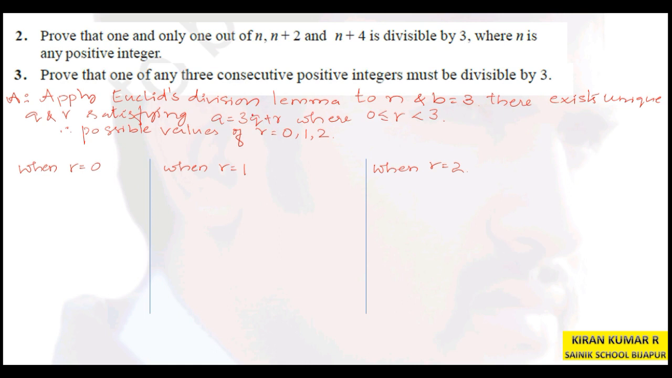Here, since I have taken the number n and b, I have to consider n equal to 3q plus r. When r value is 0, then n will be 3q. When r value is 1, then n will be 3q plus 1. When r value is 2, then n will be 3q plus 2.